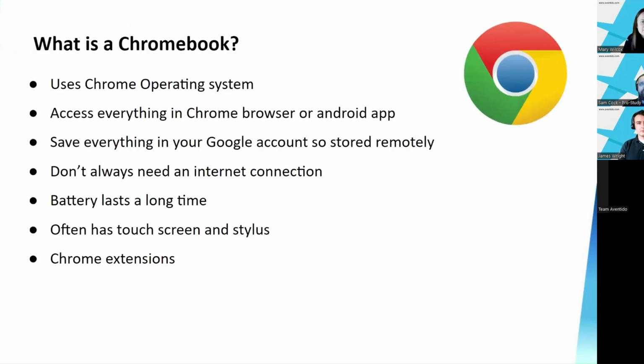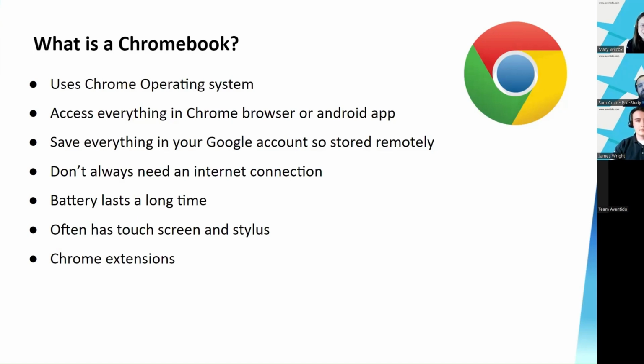So that's that. It uses a Chrome operating system, and you access everything in your Chrome browser, like I said, or download Android apps. So you have to have a Google account if you've got a Chromebook. But you don't have to have an internet connection all the time. Some people think, oh, but you have to be connected, you can't use anything on a Chromebook. You can work offline with lots of the Google applications. You can work offline, and then when you're connected again, it just saves everything.